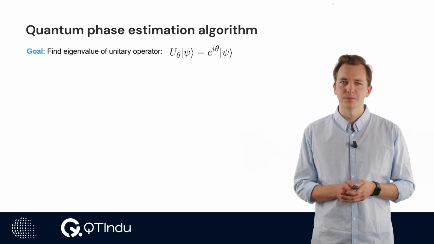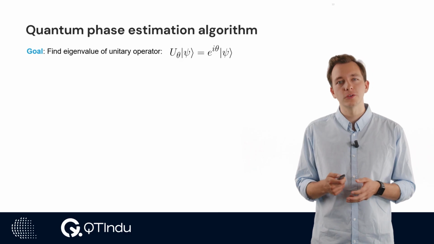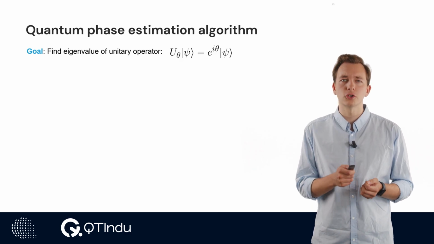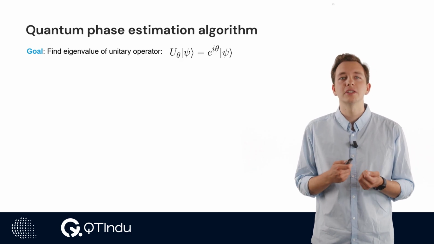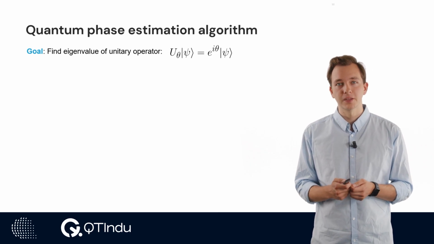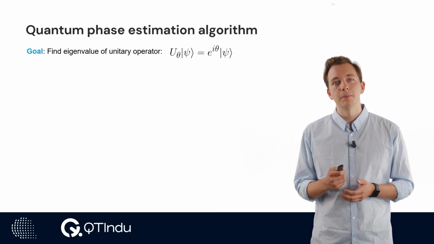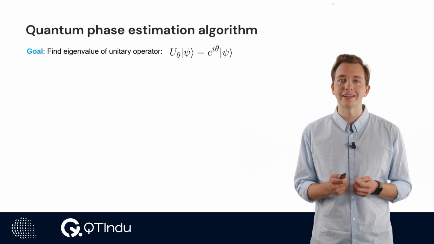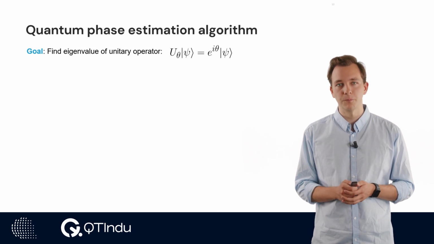This brings us to the natural question of how would one even understand the effect of a Hamiltonian on a state? In other words, given some unitary operator U, which encodes some Hamiltonian, how can we determine its eigenvalue theta for a state psi? The quantum phase estimation algorithm makes use of the superposition principle and interference to deal with this problem.